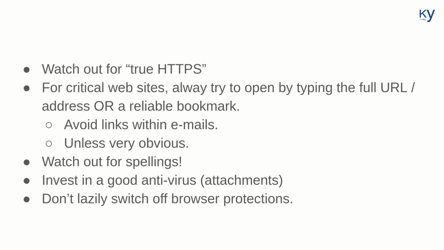Now, many good browsers have inbuilt protection. Some people I know find this protection annoying and go and switch off this protection. Please don't do that. Don't change the settings in your browser to reduce the warnings given by your browser whenever it encounters something suspicious. Always keep these warnings on. So that's it for this video.